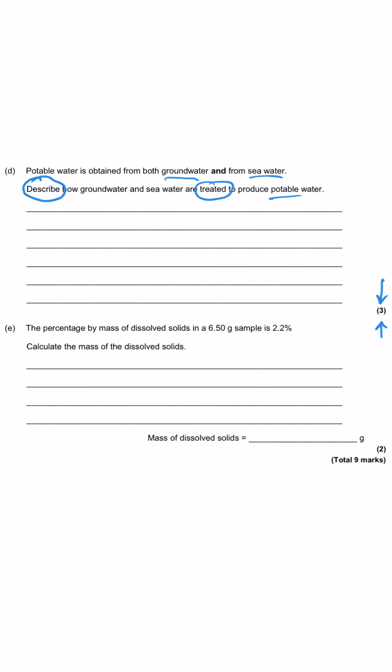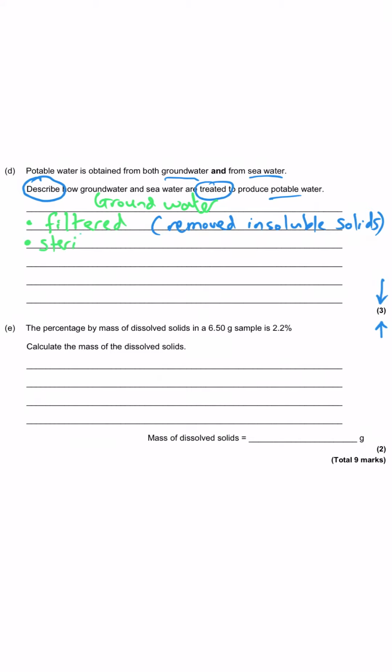So first of all then, let's focus on groundwater, and the first thing that we have to do for groundwater is we have to filter it. So groundwater is filtered, and that is done to remove any solids that might be in the water. And so that might be any twigs, gravel, or anything that is insoluble. Sorry, I said dissolved solids. I mean insoluble solids.